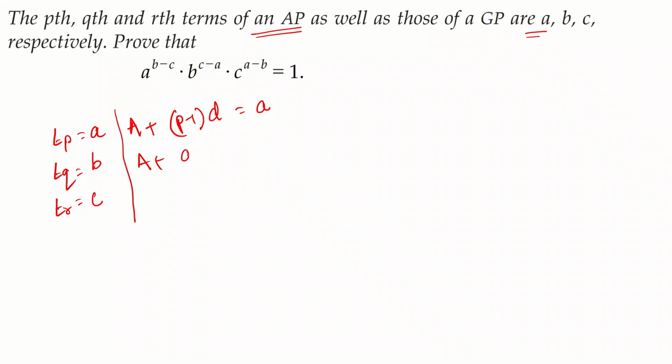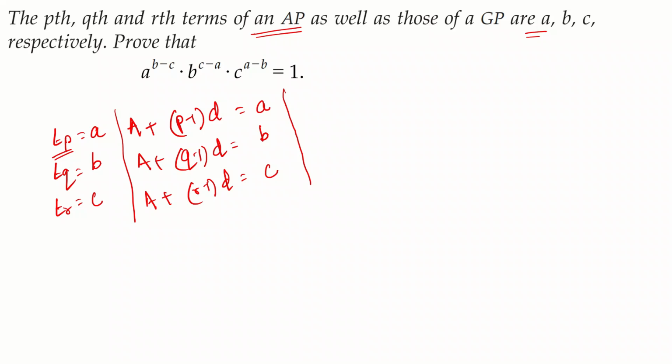Similarly, A plus (Q minus 1) times D is equal to B, and A plus (R minus 1) times D is equal to C. So the AP part is done. Now they are saying that they are also in GP. So what is the pth term of the GP?